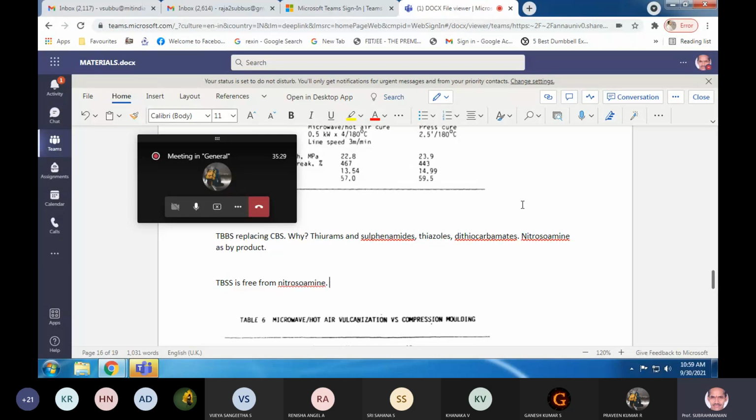Choice of right additive. After all, we use rubber to support a large recoverable deformation. Wherever this requirement is there, we look at the rubber, right? And rubber has fulfilled this requirement perfectly. But poor understanding of the rubber composition and its limitation will create a lot of problems.